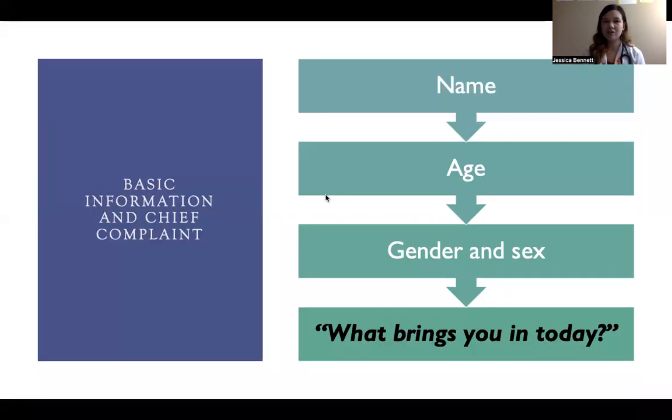The first section of the history is basic information and chief complaint. So in this section, your main goal is to get to know the patient and figure out why the patient is coming into the doctor's office. So some questions you want to be asking the patient in this section are their name, their age, as well as their biological sex, so what they were born as, and their current gender identity. The most important question you want to be asking during this section is, what brings you in today? Which the answer is their chief complaint.